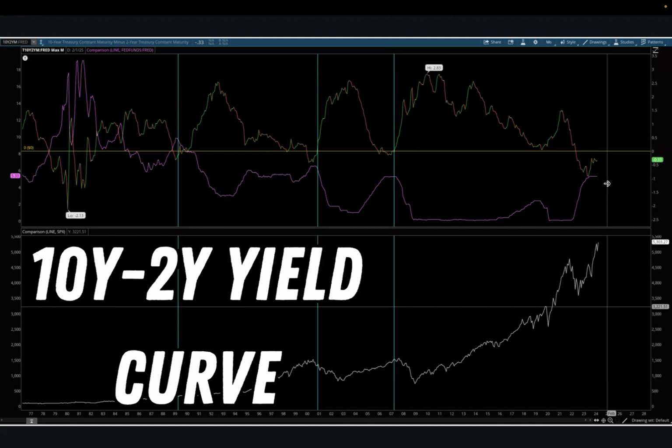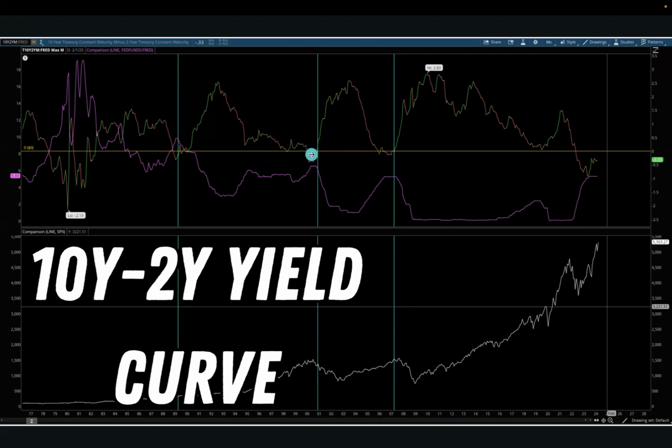Now, something interesting to note is that the yield curve going inverted is actually not super bearish, and we're talking about once it inverts. What do I mean by that? Well, look at this period here. We see the yield curve drops below the zero line, and the stock market continues to go higher. The problems and the recessions tend to occur as the yield curve is uninverting and is no longer inverted.